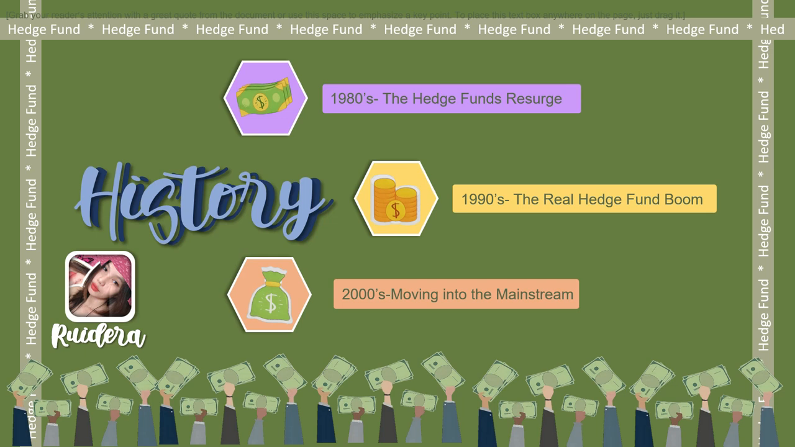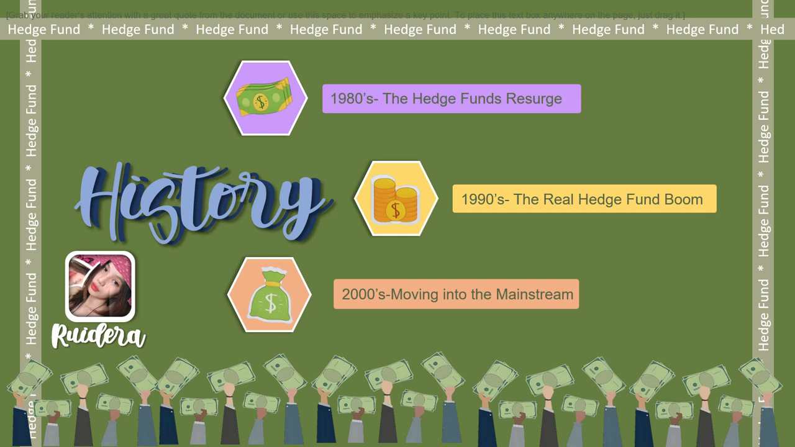In the 1990s, the real hedge fund boom. Dominant funds were launched including Bridgewater Associates, Steve Cohen's SAC Capital Advisors, which is today called Point72 Asset Management, and John Paulson's Paulson & Co., and others. This era was defined not only by the emergence of superstar managers, but also by an explosion of new strategies within the hedge fund sector.